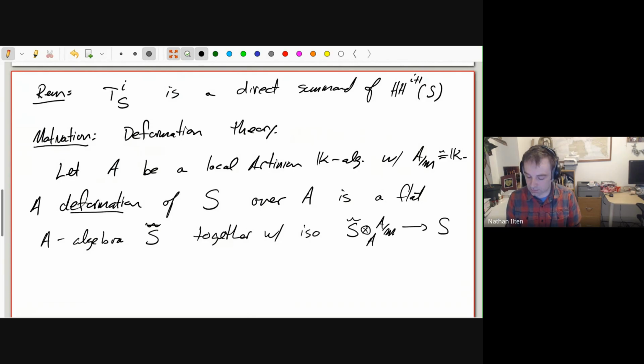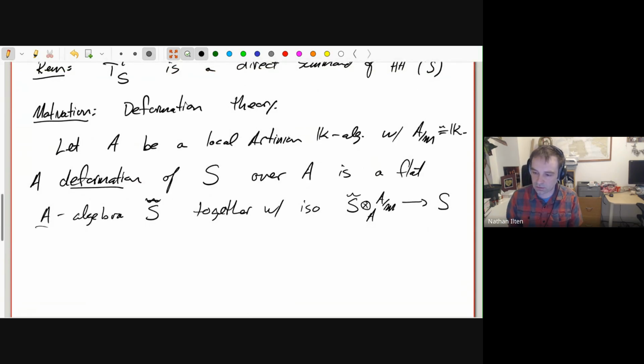So the idea is I've started with my algebra S. I'm thinking about this as a K algebra. Now I want to replace K by this slightly larger algebra, A, this Artinian K algebra, and thicken out my algebra S to an algebra S tilde living over A, so that when I restrict back to the residue field, I get back S. Okay, and so this is what a deformation is.